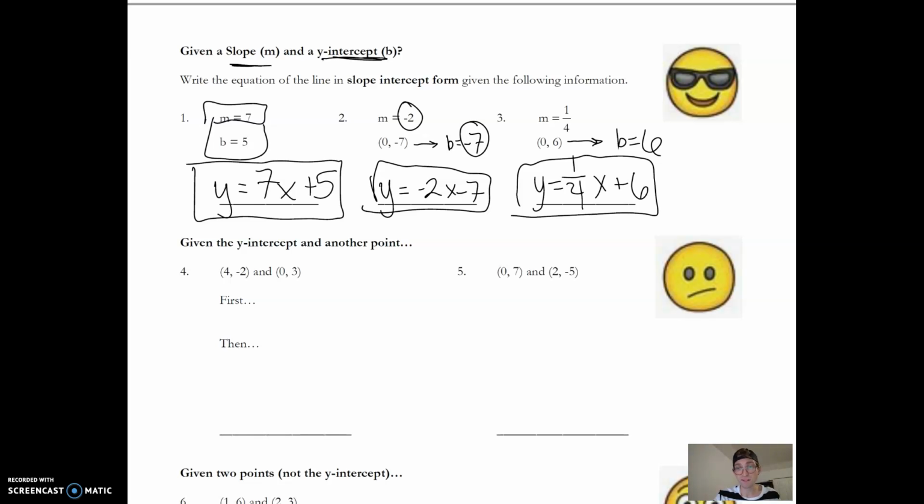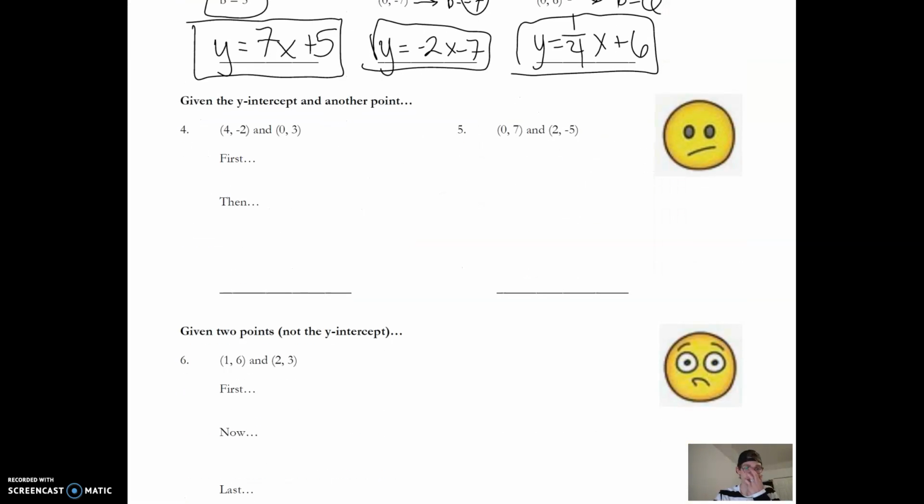Alright, let's move on to a little bit harder. Given a point and a y-intercept, I want you to notice this one's a y-intercept because the x equals 0, so b equals the y-coordinate, in this case 3. We've got part of it. So how do we do this? We need the y-intercept and we need the slope.